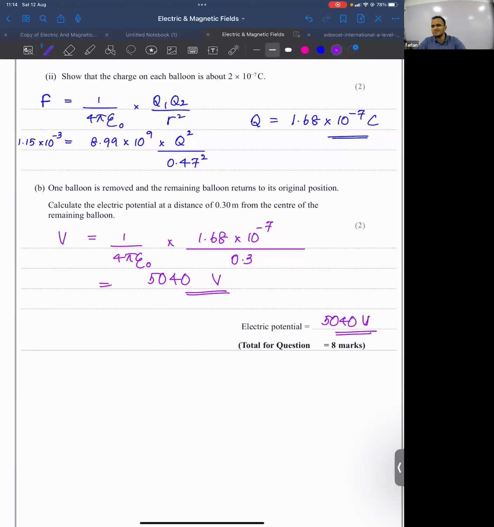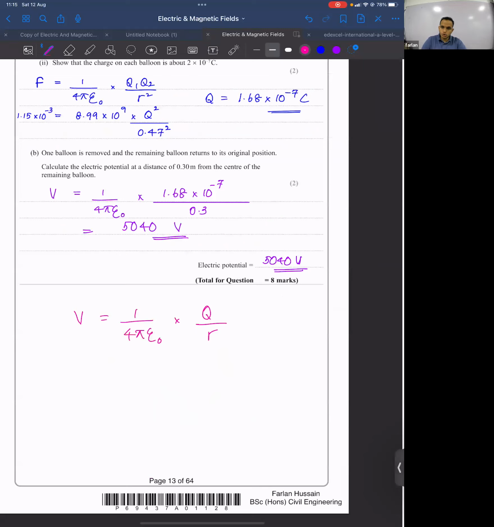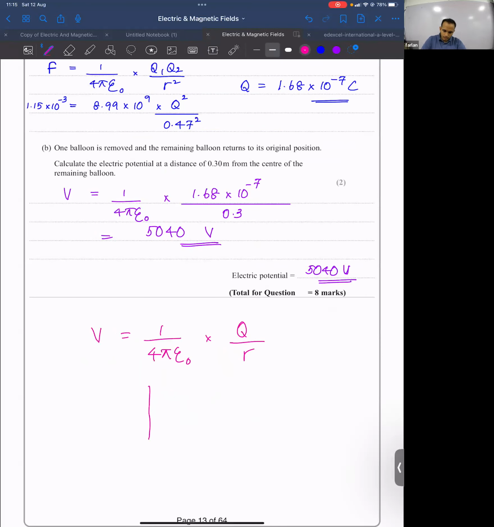I don't understand the B part. What's happening? We are just using this equation. Could you show the diagram of what's happening? They are telling us now the charge is here, the balloon is here. It has come back to its original position. From here at a distance of 0.3 meters, there is a point somewhere here. They want to find the electric potential. That's it.